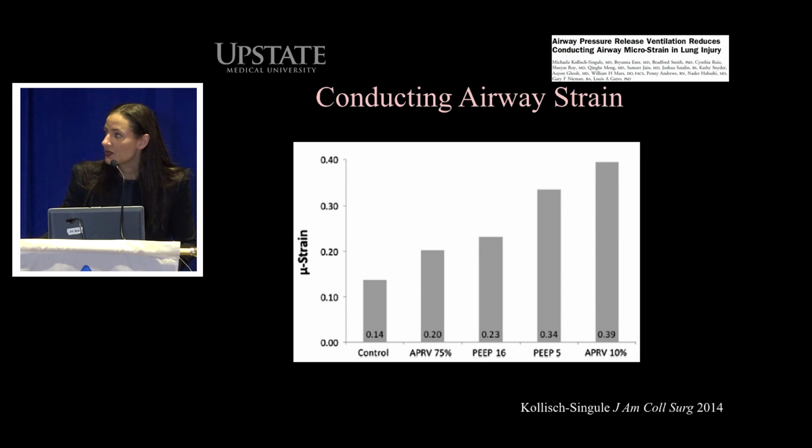Now, if we look at the actual conducting airway strain, we see that in the control group, we have minimal strain in the conducting airways, those alveolar ducts. But as we go to APRV 75% and PIPA 16, we have slightly more conducting airway strain, but less so than PIPA 5 and APRV 10%. And just so we can remind ourselves, when it comes to the whole lung strain, PIPA 16 and PIPA 5 were the two that had the lowest whole lung strain. And again, that doesn't necessarily correlate with the lowest, in this case, alveolar duct strain.